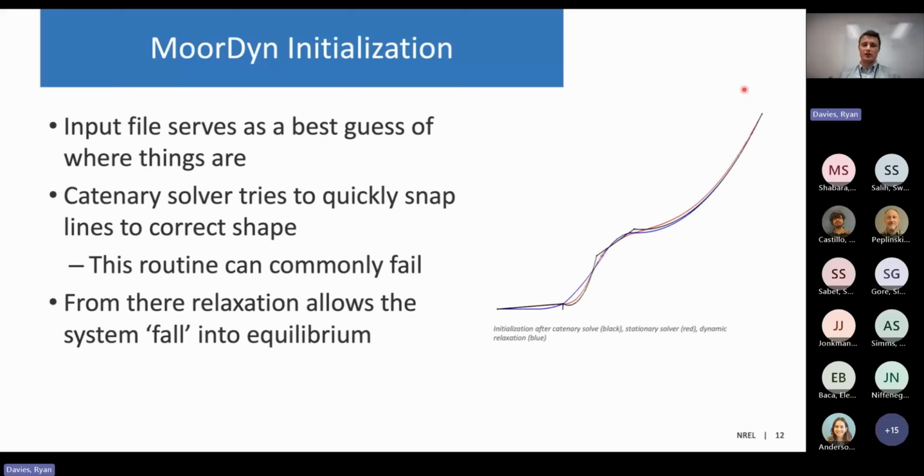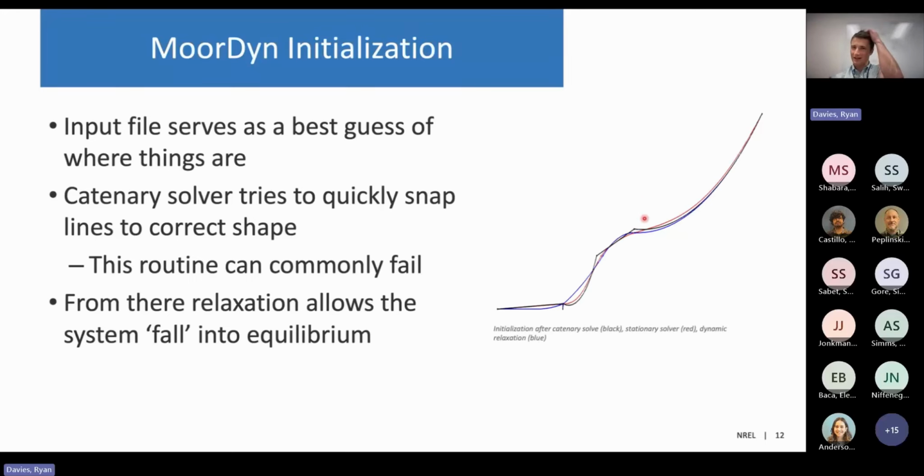Once this catenary solver tries to estimate where these curves are, a relaxation process allows the system to effectively fall into equilibrium. So all the free objects in the system and all the mooring lines are run through simulation with scaled drag coefficients until the tensions in the mooring lines stop oscillating. Once they are below a certain threshold, we consider the system initialized and proceed with the simulation. This figure on the right shows you steps in that process.